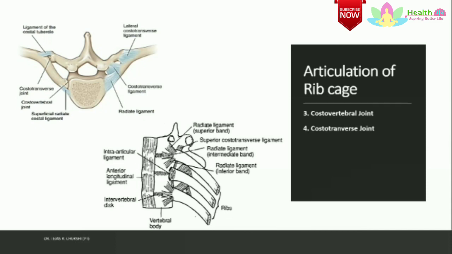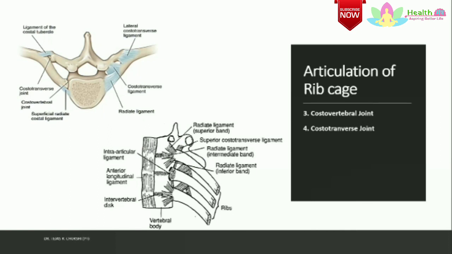Now ribs 1, 10, 11 and 12. These 4 joints are also known as atypical ribs. They are known as atypical ribs because they articulate with only one vertebral body, of the same number, like T1 articulating with the first thoracic vertebra.